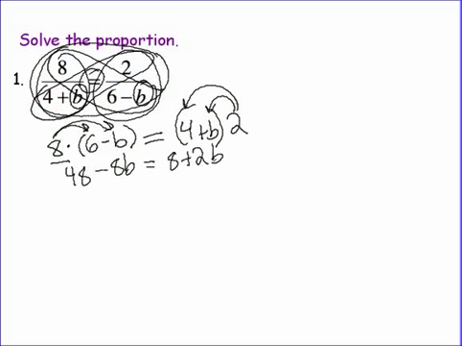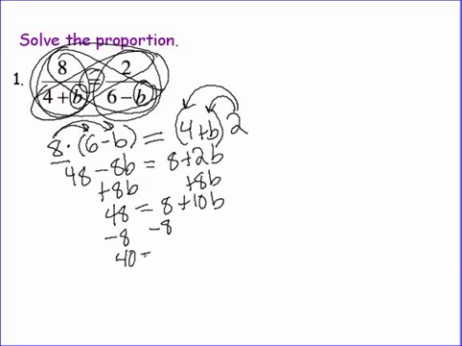So first I'm going to add 8b over here, plus 8b, and then I get 48 equals 8 plus 10b, and then I can subtract 8 from both sides, and I have 40 equals 10b. Well, now I know I can just divide by 10 on both sides to get b equals 4. Okay, and that's how we can use the product property to solve a proportion.